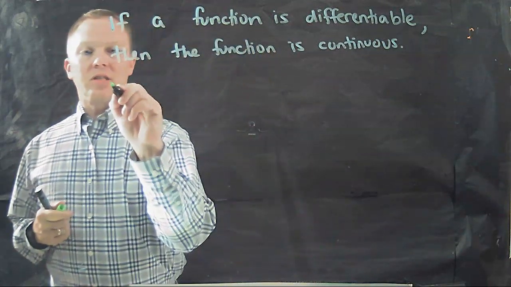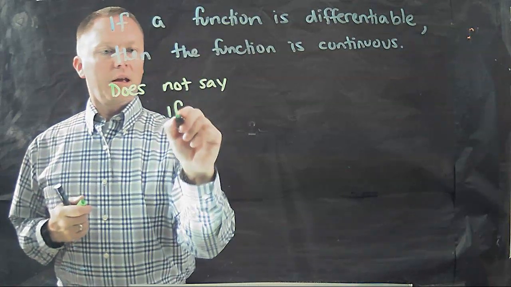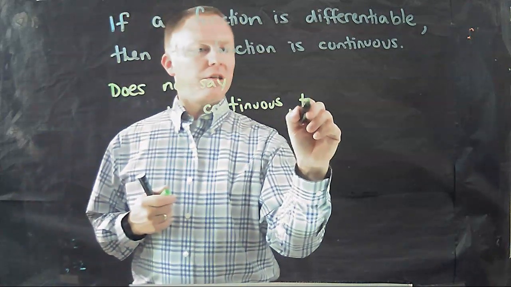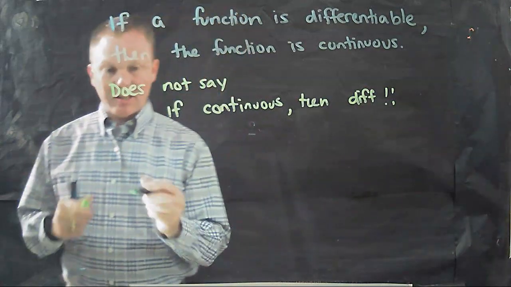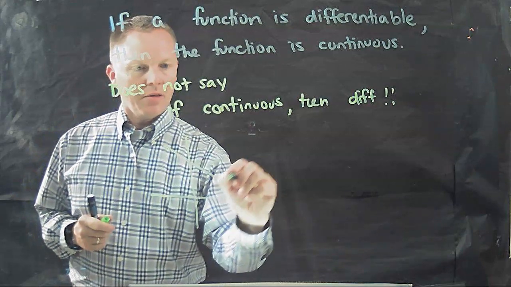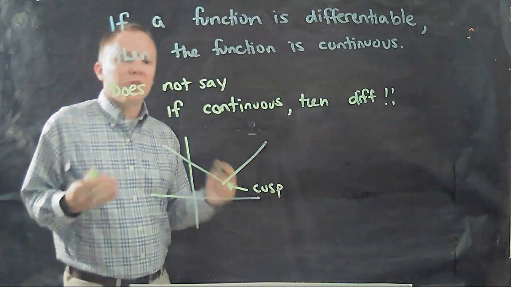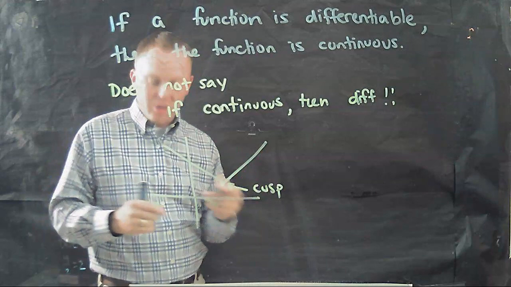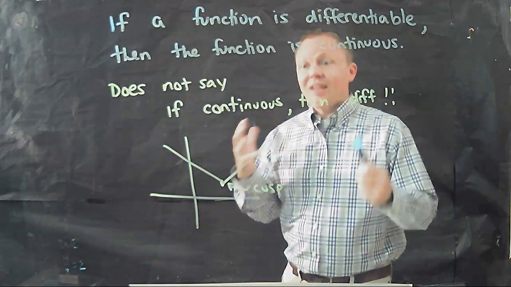Okay? This does not say if continuous, then differentiable. It does not say that. Because the counterexample of that is the cusp. Okay? A cusp is an example of a point where a function is continuous, but its derivative is not. So that's the big rule.